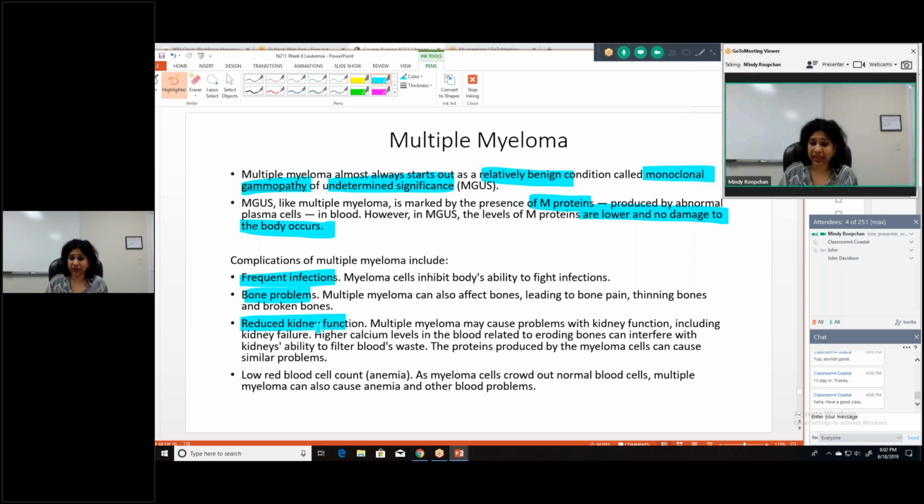There's higher levels of calcium buildup, eroding the bones, interfering with the kidney's ability to filter the waste, and the proteins now produced by the myeloma cells are going to cause similar problems. We also have anemia, so they're crowding out the normal blood cells, and it's causing other blood problems.